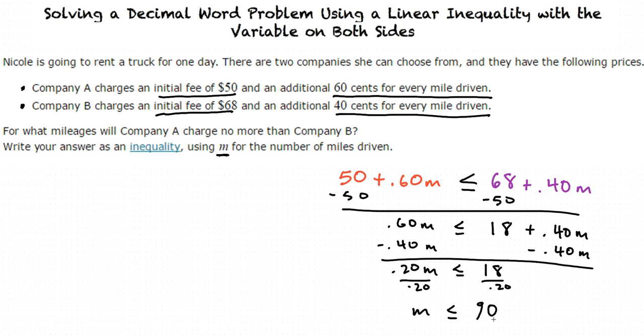Company B. Okay, so I figure out my expressions for each part of the problem, make an inequality for them both, and then solve for the variable? Correct. Good job.